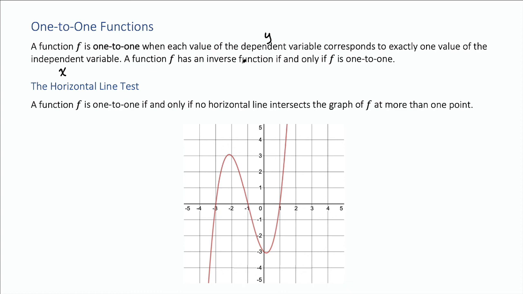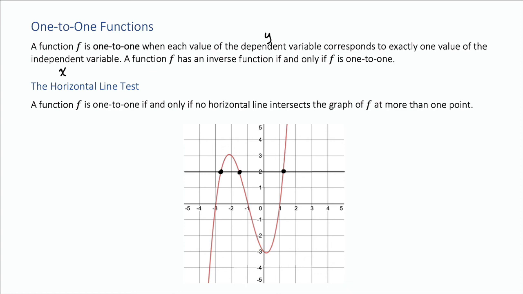Now with that, we can check this graphically using the horizontal line test. The horizontal line test says that a function f is one-to-one if and only if no horizontal line intersects the graph of f at more than one point. So here what I've drawn is an example of a function that is not one-to-one, because there's a horizontal line that crosses our graph more than once. So if a horizontal line crosses more than once, your function is not one-to-one, and so it won't have an inverse.